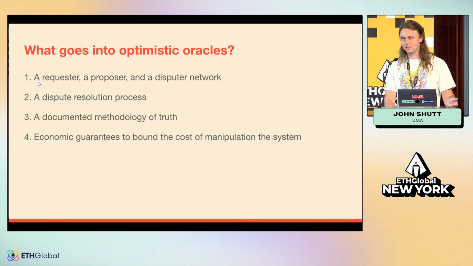And you need to have some kind of methodology of saying what the truth is. Like, what is this question? It needs to be really explicit, because otherwise people aren't going to even come up and make a proposal. They're not going to risk a bond on a wishy-washy, ambiguous question because they might lose it. And you need to have some economic guarantees that bound the cost of manipulating the system.